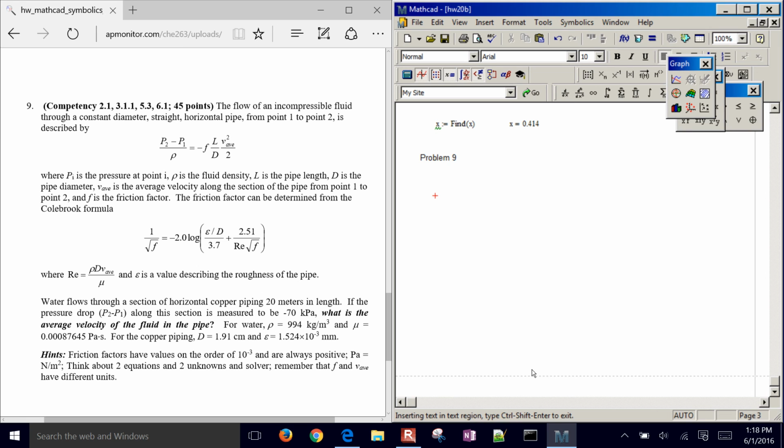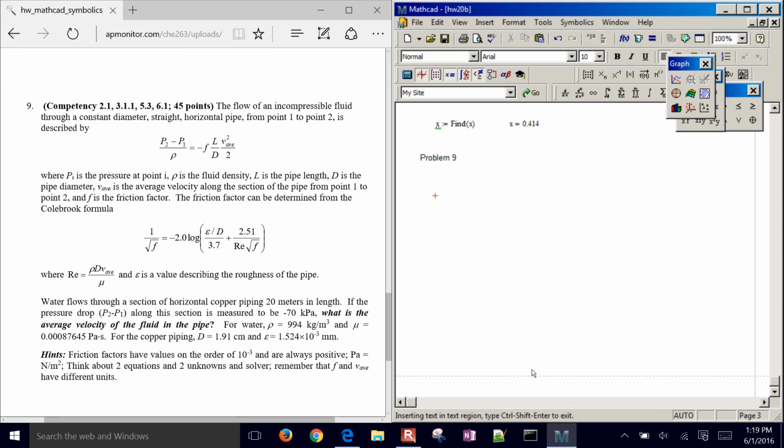Okay, so this one is an incompressible fluid flows through a constant diameter straight horizontal pipe from point 1 to point 2. It's described by this equation, where P sub i is the pressure at point i, rho is the density of the fluid, L is the length of the pipe, D is the pipe diameter, V average is the average velocity along the section of pipe from point 1 to point 2, and f is the friction factor.